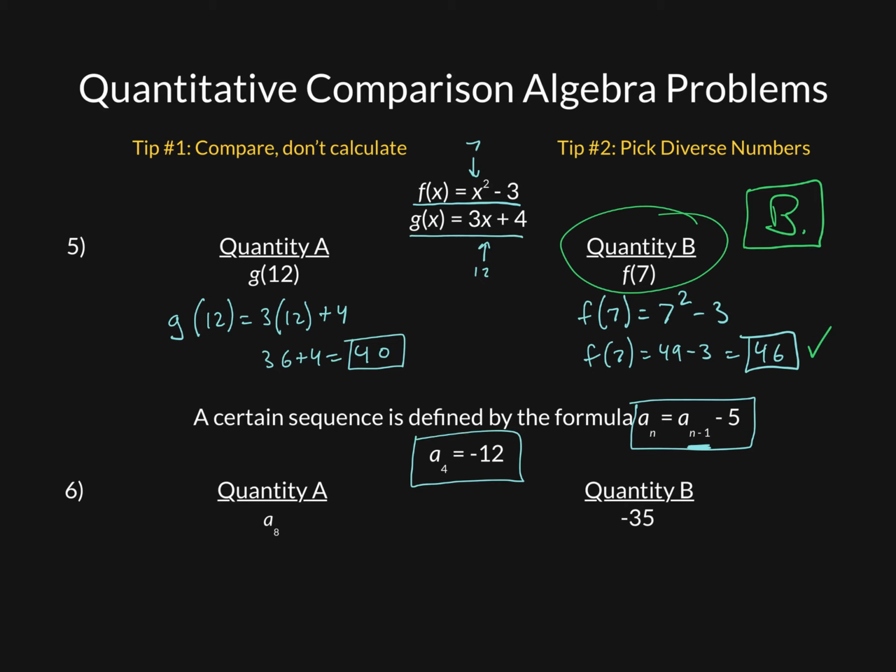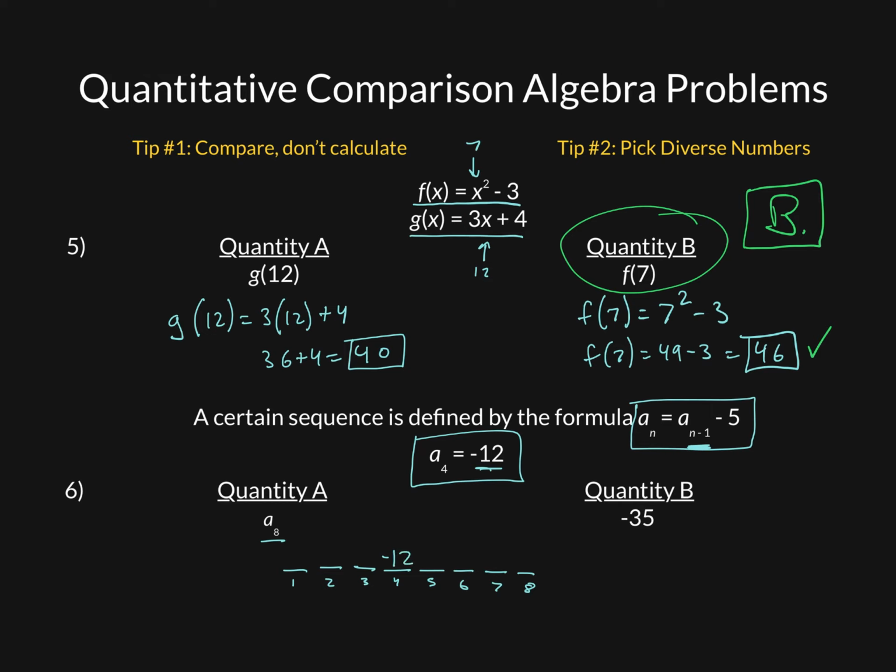So if a4 is negative 12, I'm going to set up a sequence 1, 2, 3, 4. And I see here we've got 8 terms, so I'm just going to keep going with that. So 1, 2, 3, 4, 5, 6, 7, and 8. So we've got our 8 terms. They told us that a4 is negative 12, so here 4, negative 12.